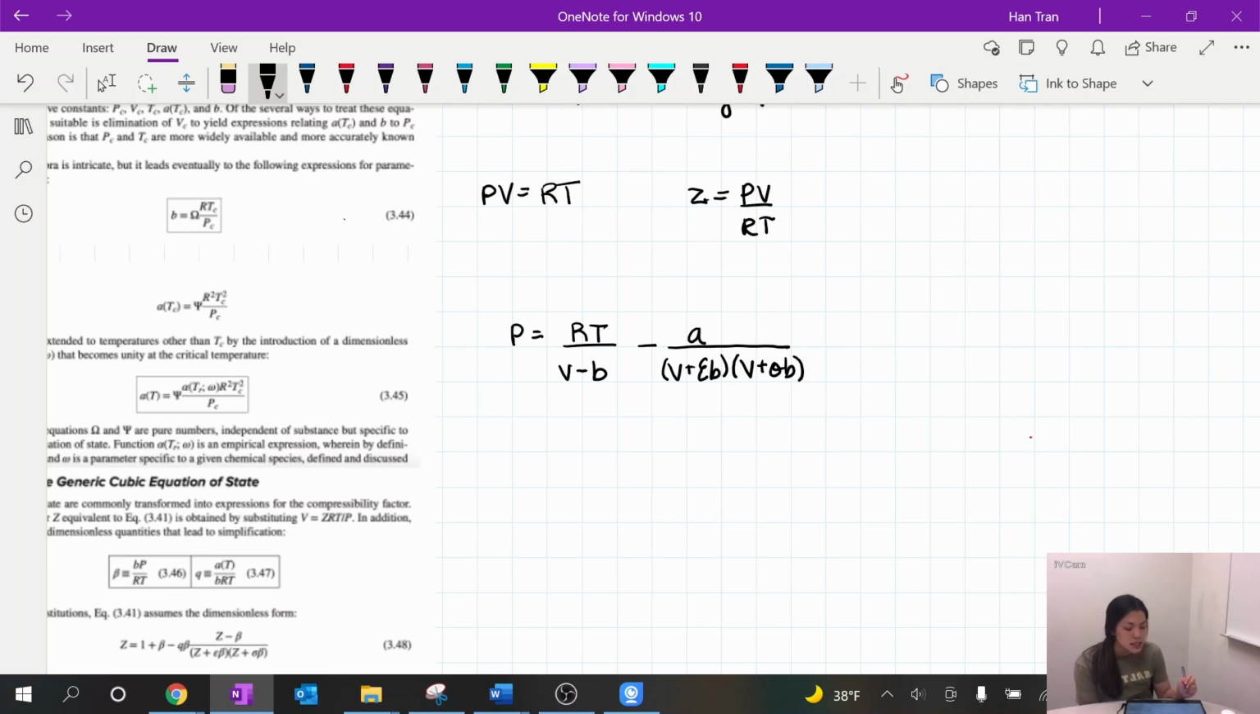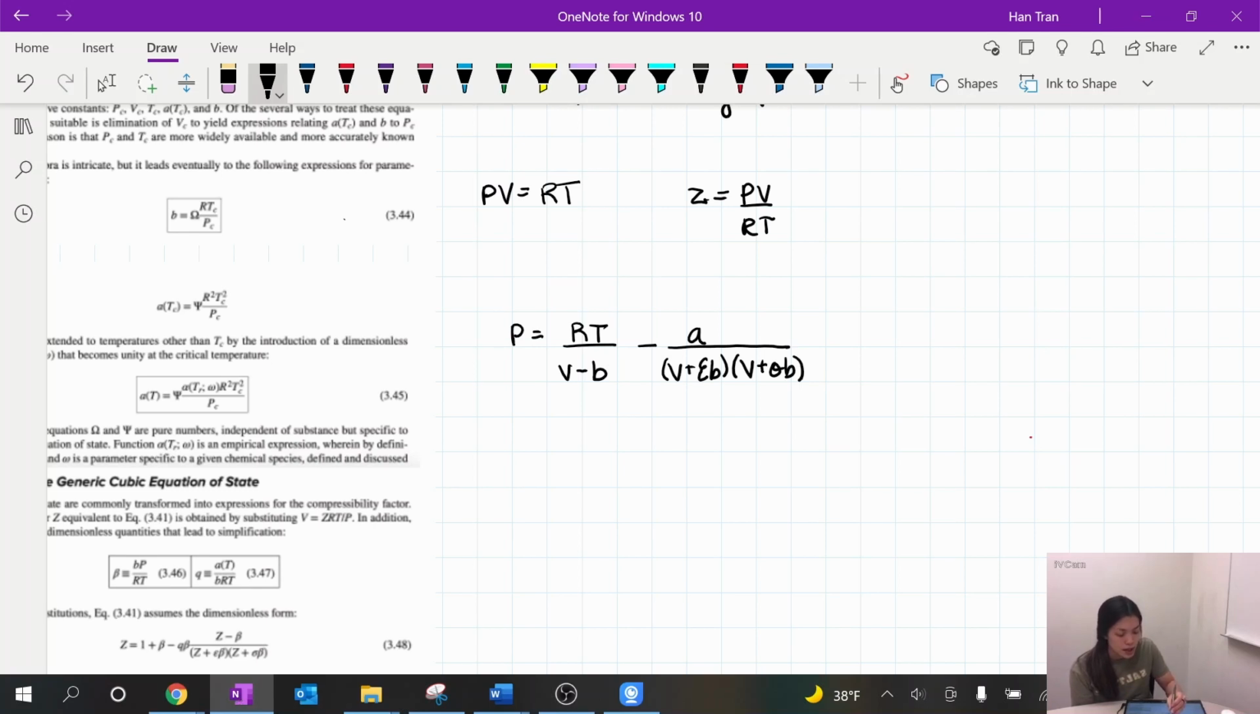So I want this in terms of the compressibility factor Z. In order to do that, I want to get this pressure on the left side here to be the same as the compressibility factor Z.